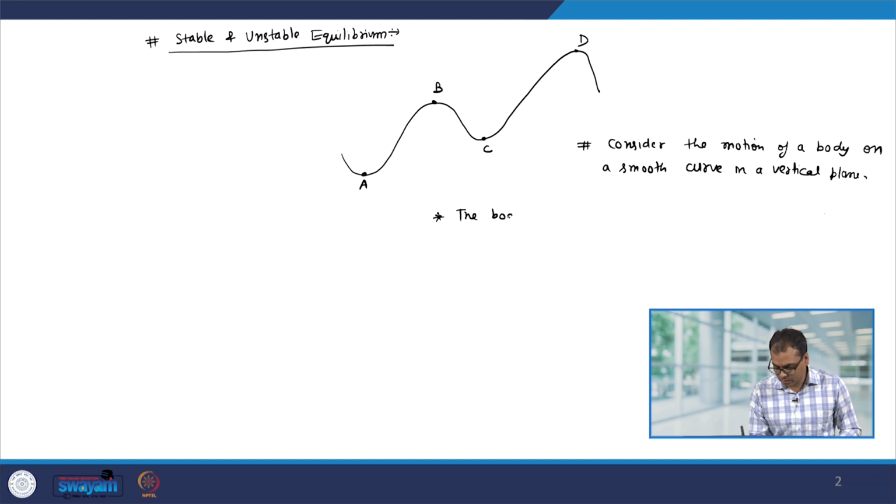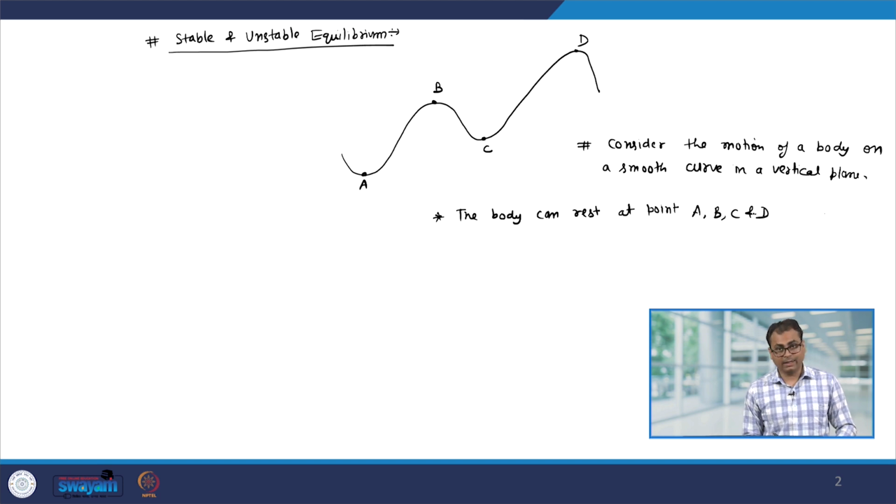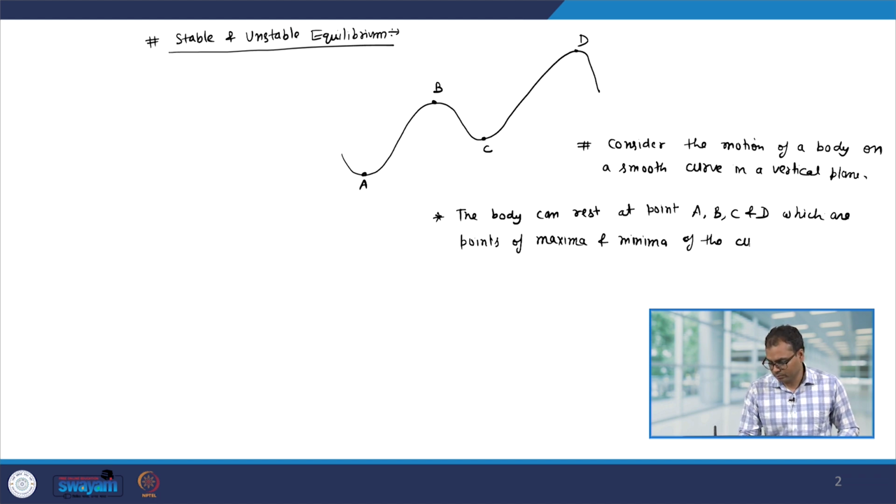The body can rest at point A, B, C and D, which are points of maxima and minima of the curve. Now, let us identify which among these points are the point of stable equilibrium.